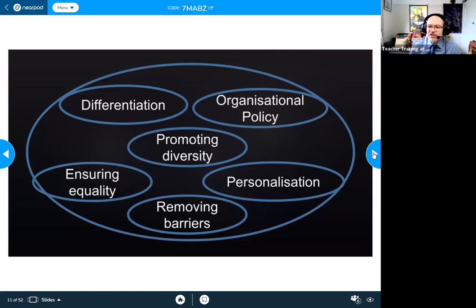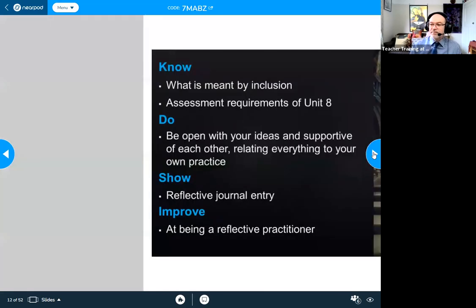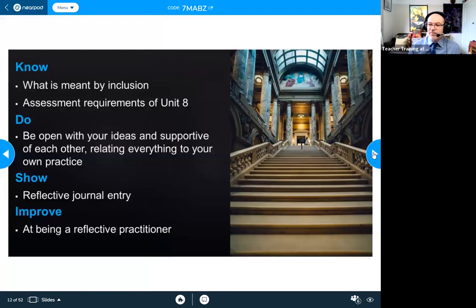There needs to be differentiation of the learning. Diversity needs to be promoted as a positive aspect in learning. We need to ensure that there's equality of access to learning and assessment. There's that removing barriers again, and that the learning should be personalised. So that then brings us to our 4 steps to success for today.